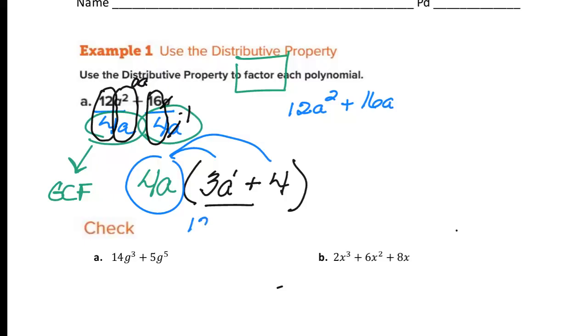4 times 3 is 12. A times a is how many a's? Which is a to the second. And 4 times 4 is 16 times a is a. And that is an easy, quick check to make sure you get the same answer. Right? So far, so good?